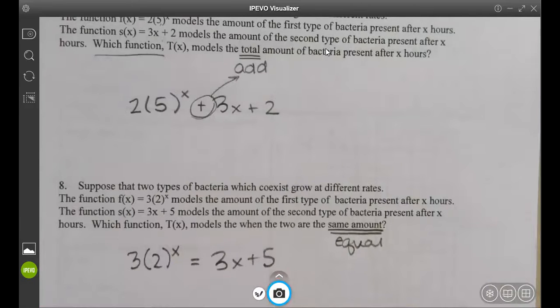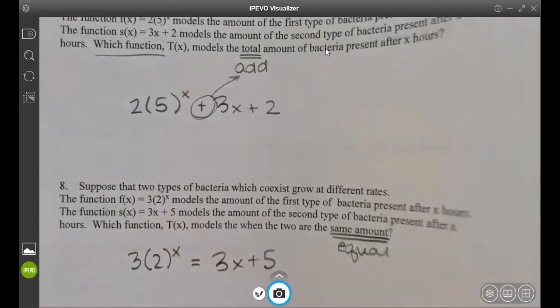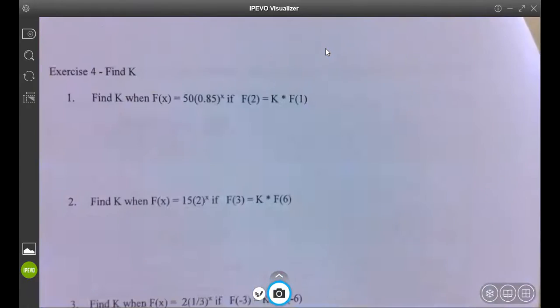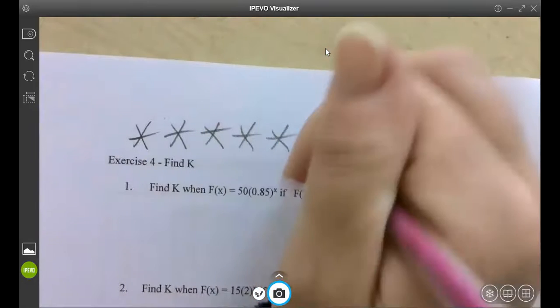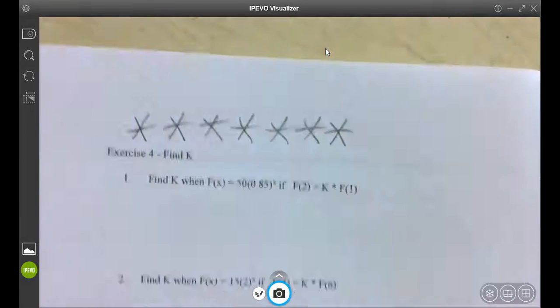Any questions? Everybody good? All right. Last page. These are on your final exam a lot.